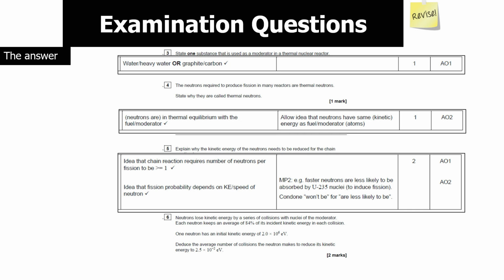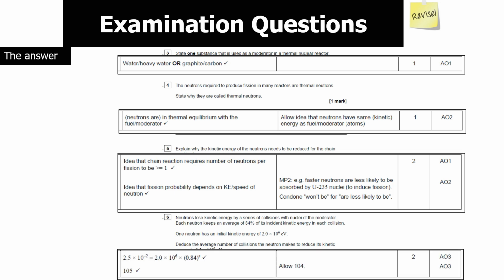Now this last question, question 6, is all about mathematics. Now when you're losing a percentage or keeping a percentage of energy in each collision, you can work it out by multiplying the value you're keeping by the number of collisions. So in this case it's 84%, so it's 0.84. So you can see we're multiplying the value by 0.84 to the power of n. So we can say the final value is equal to the initial times the percentage kept to the power of the number of collisions. So it's 2.5 times 10 to the minus 2 equals 2 times 10 to the 6 times 0.84^n. We can then rearrange it, make n the subject. Remember, if you've got exponentials, you can use logs when you're rearranging that to get 105 out.